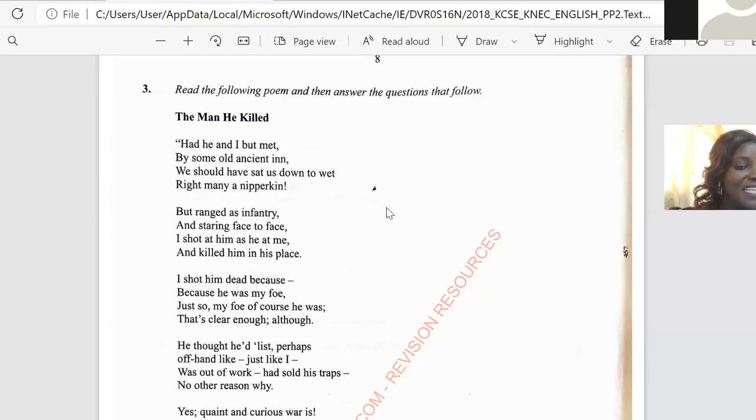In the second stanza, no, not the second stanza, but the third stanza: I shot him dead because. Can you see the repetition of because there in the other line? Yes, that's repetition. And what is the purpose of this? To bring out the persona's puzzlement. He's puzzled. He can't explain why he killed someone. He doubts his reasons for killing. So that because serves that purpose.